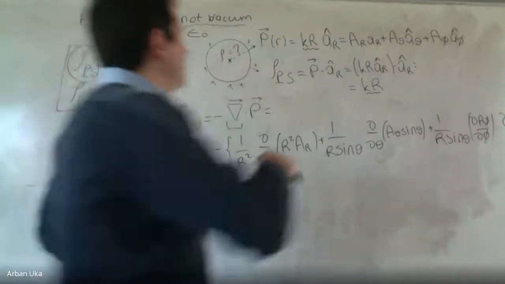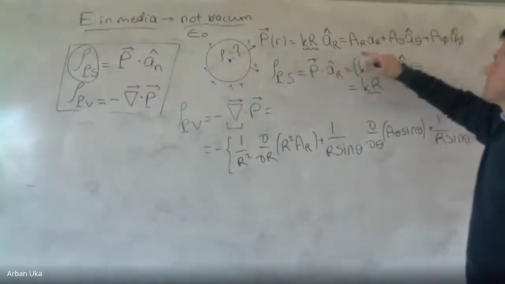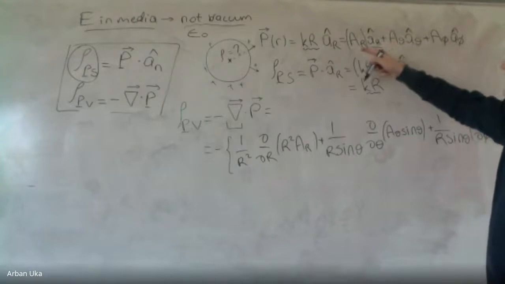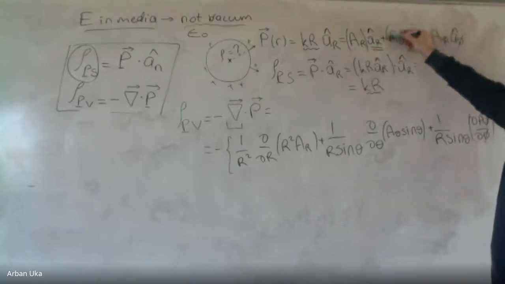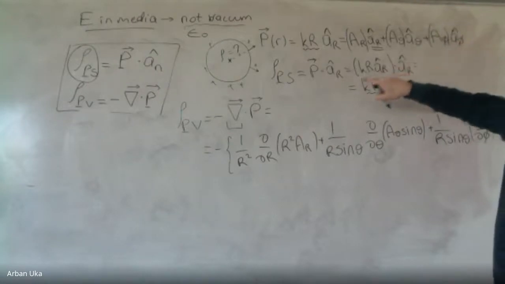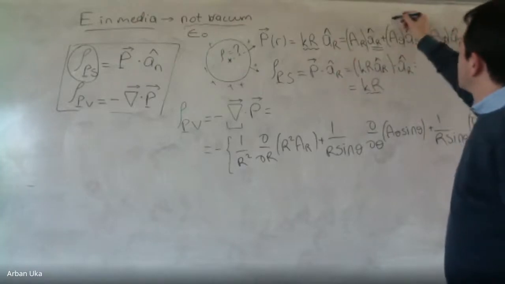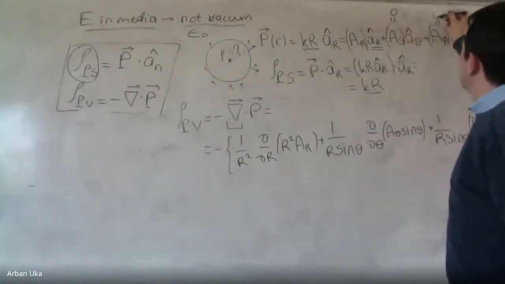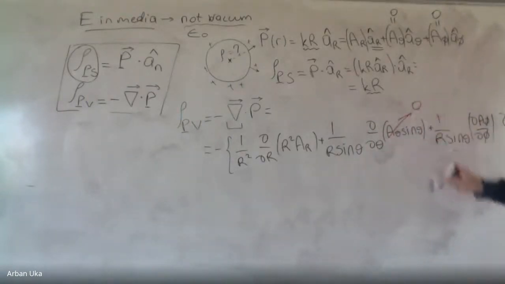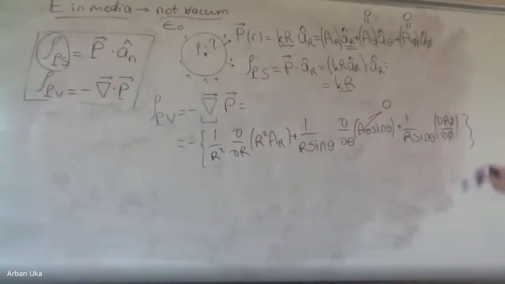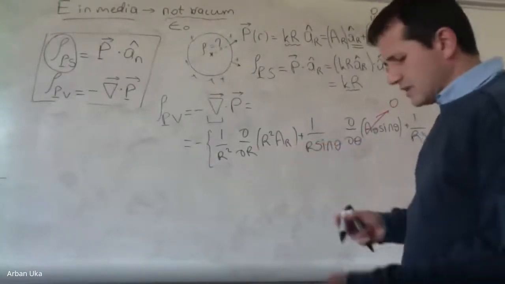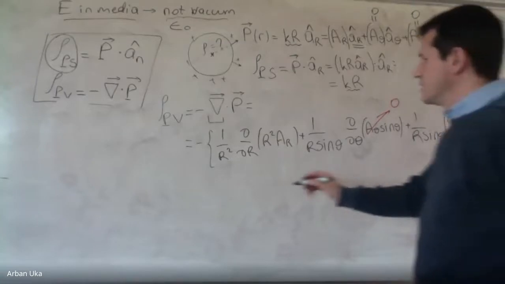Meanwhile, this polarization vector, every vector in spherical coordinate system, is written as the component along a_r times its projection, plus the component along a_theta times a_theta, plus the component along a_phi. Now, we are given this, which means that the a_theta component is equal to zero and the a_phi component is equal to zero, okay? Which means that in these expressions, this is all zero, and this is also zero.